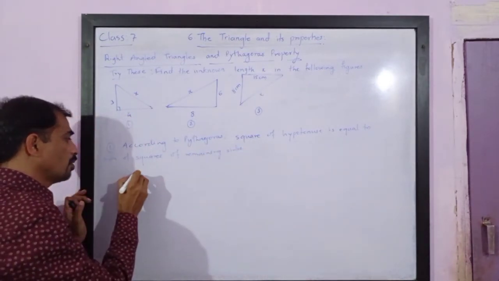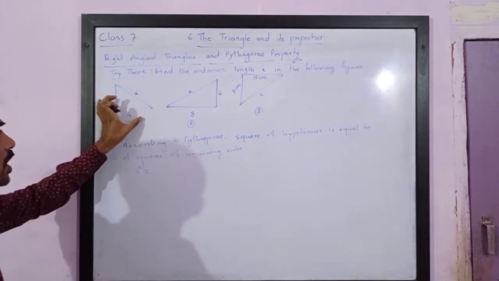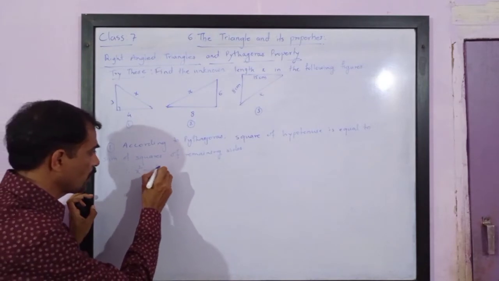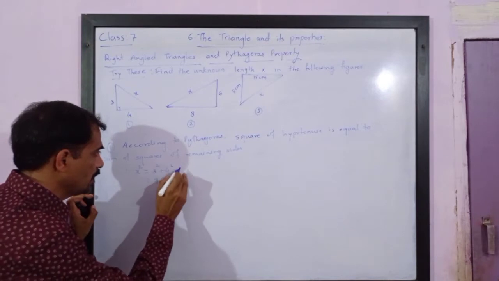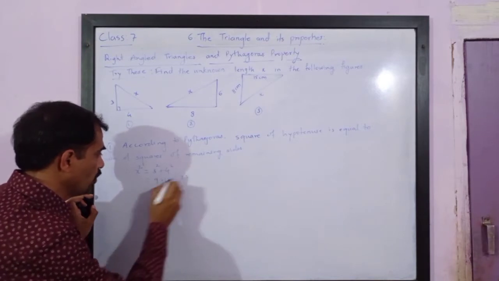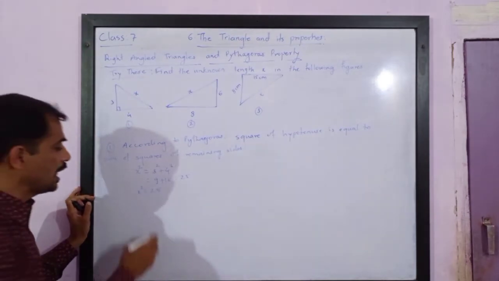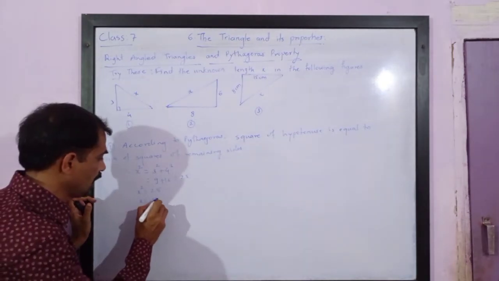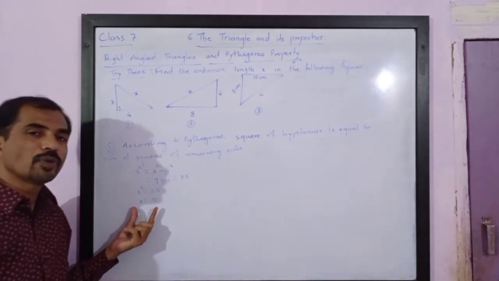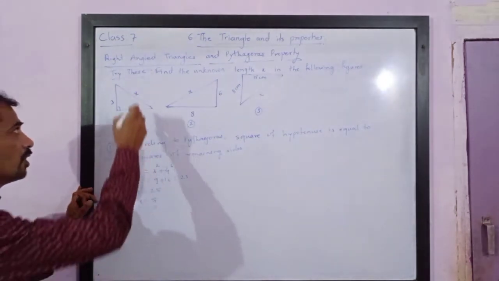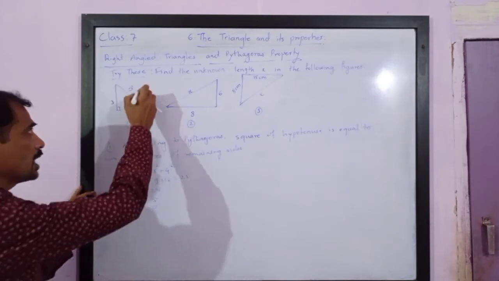So therefore x square will equal the sum of the squares of the remaining sides, that is 3 square plus 4 square. This is equal to 9 plus 16, which is 25. We have got x square is equal to 25. If you take the square root of both sides, you will get x is equal to positive or negative 5. Length can never be negative, so it is always positive, and hence x is equal to 5. So in the first figure, x is equal to 5.